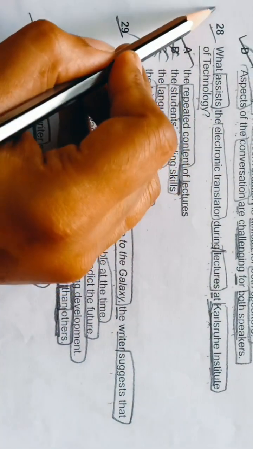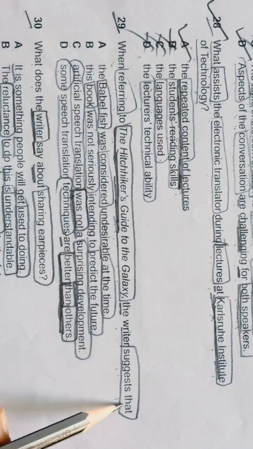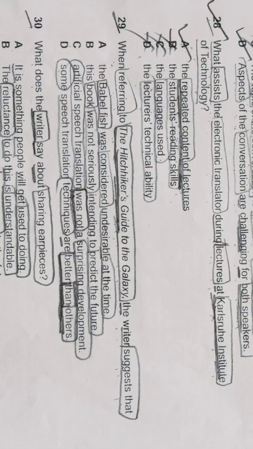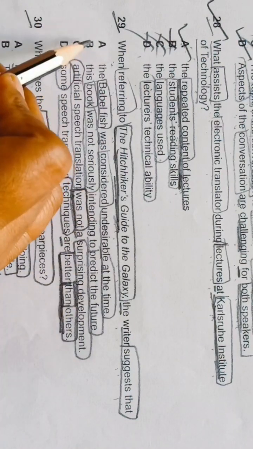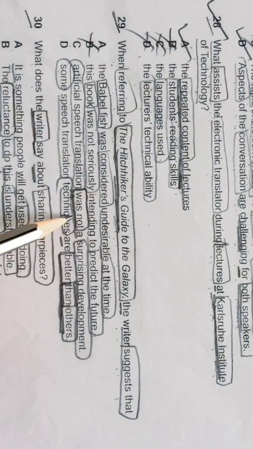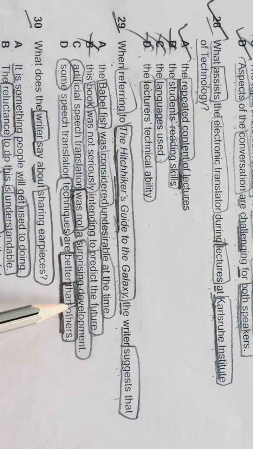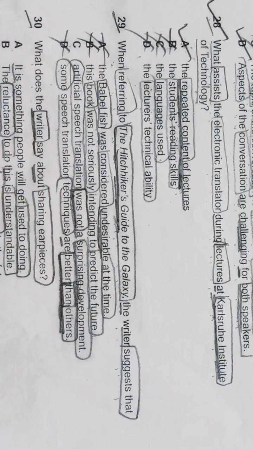Number 29 we have done with 28. When referring to the Hitchhiker's Guide to the Galaxy, the writer suggests that the Babel fish was considered undesirable at the time. B option, this book was not seriously intending to predict the future. So this thing we have not seen. C, artificial speech translation was not a surprising development. Yes, this surprising development we have seen. Some speech translation techniques are better than others. So this thing also we have not seen. And the Babel fish was considered undesirable at the time. So this thing also we have not seen.